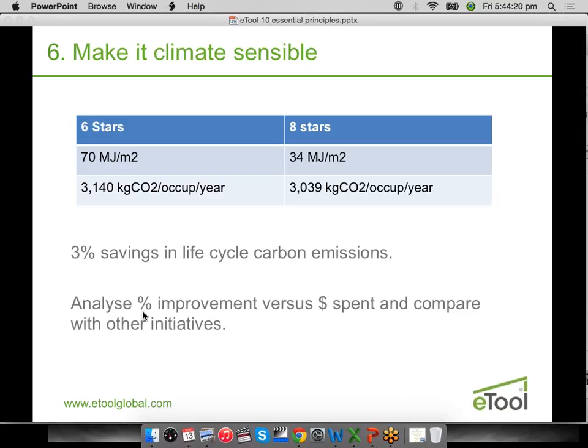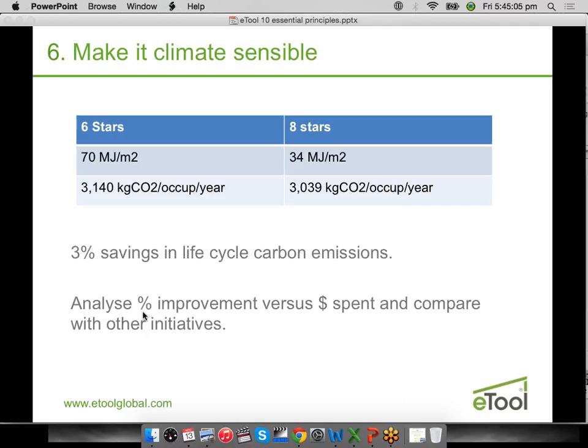For example, a 6-star house in Perth requires 70 megajoules per meter square. That's when you get 6 stars. If you're using more than 70 megajoules, you're not compliant. You need to be at least better than 70 megajoules per meter square, for heating and cooling. So that's the amount of mechanical energy you need to maintain comfort, and that's the 6-star threshold, 70 megajoules per meter square of conditioned space.